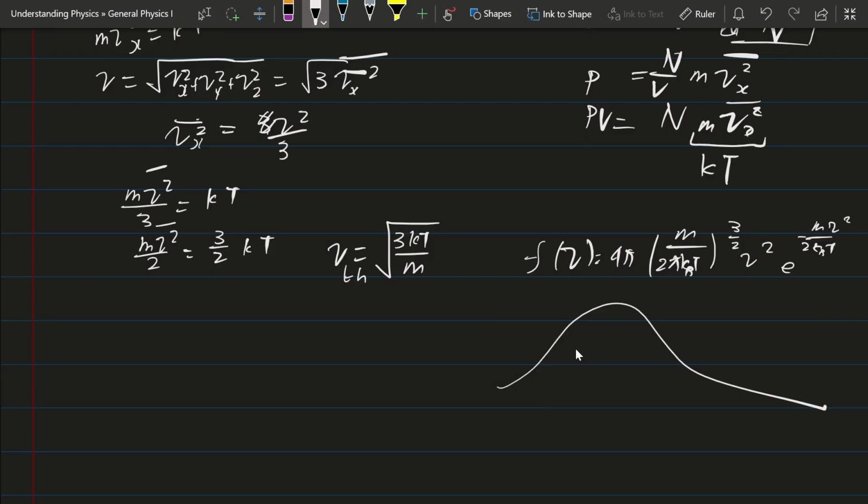So if you want to study more about this, I recommend you to try to study thermal physics as well as statistical physics. But I won't really go deeply into this region here. We have already talked about this formula for the velocity of an ideal gas.